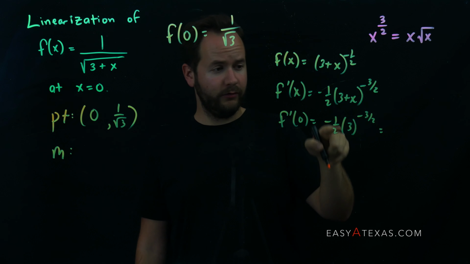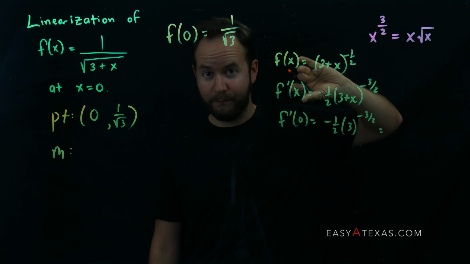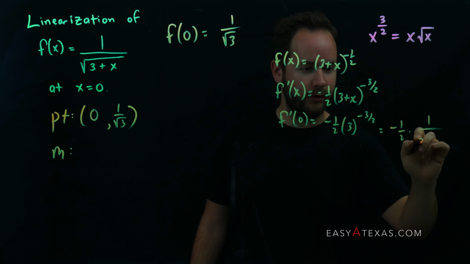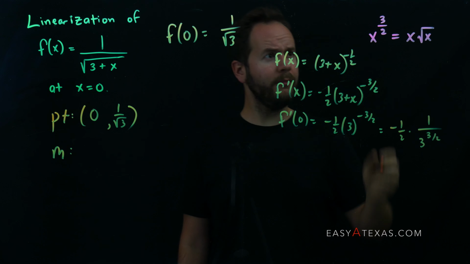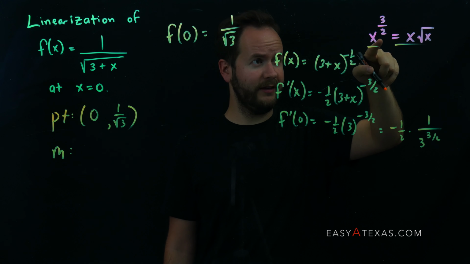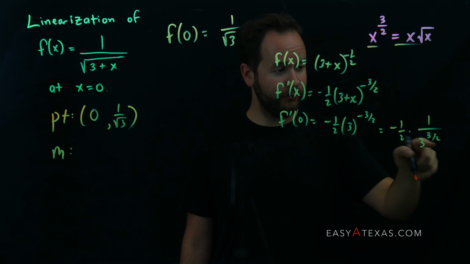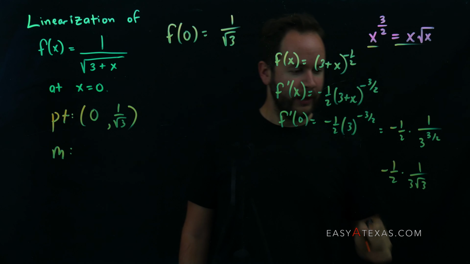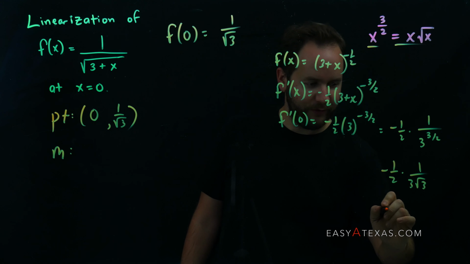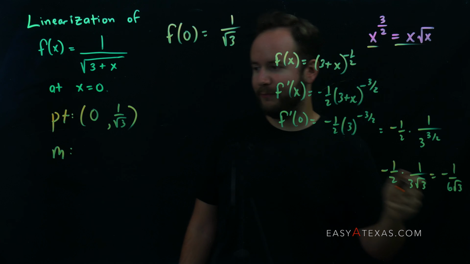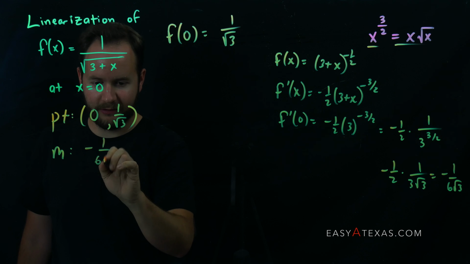Simplifying this might be tricky. So first off, I'm going to handle this negative by putting that 3 in the denominator. So I'm going to say negative 1/2 times 1 over 3 to the 3/2. Now I'm going to use this little pink fact here that says anytime I raise something to the 3/2, you can just say the same thing as x root x. So instead of saying 3 to the 3/2, I'm going to say 3 root 3. Negative 1/2 times 1 over 3 root 3 gives me negative 1 over 6 root 3. And so this is my slope, negative 1 over 6 square root of 3.